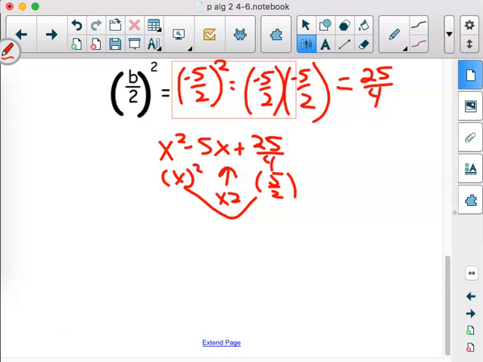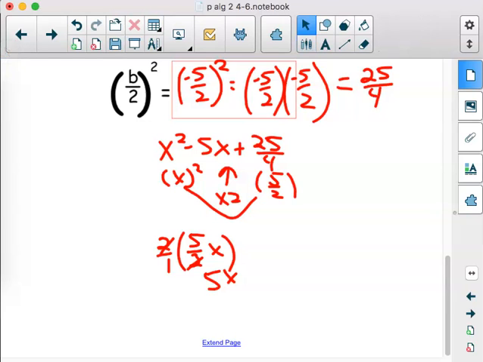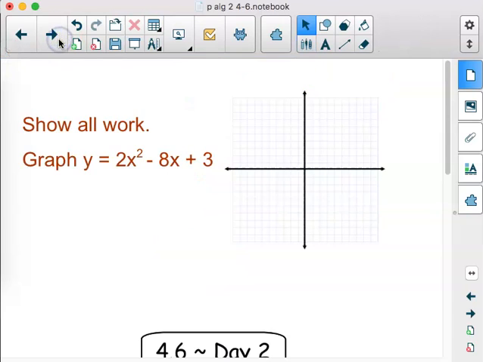So multiplying it, we'd have 5 halves x times 2. Well, remember, 2 is like 2 over 1. These 2's are going to cancel out, and we'll get the 5x. So it works. It's perfect. It's exactly what we needed. b over 2 squared gives us that perfect square piece.